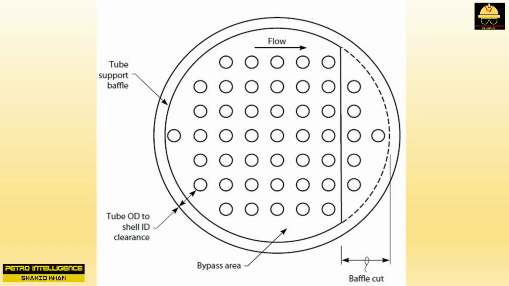The baffle cut, shown in picture, is usually about 20 to 30% of the diameter of the baffle. The smaller the baffle cut, the more perpendicular the flow across the tubes. Perpendicular flow encourages desirable crossflow velocity and vortex shedding. But a smaller baffle cut will also increase the pressure drop on the shell side.